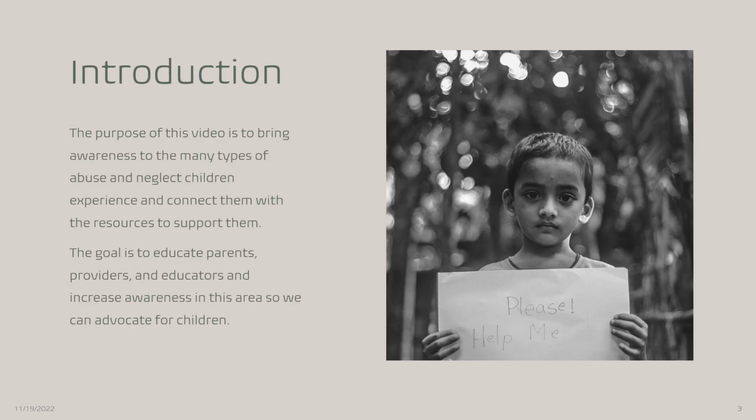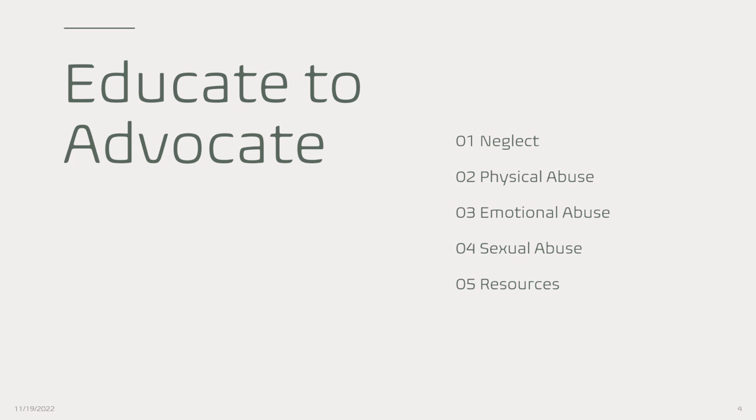The purpose of this video is to bring awareness to many types of abuse and neglect children experience and connect them with resources to support them. The goal is to educate parents, providers, and educators and increase awareness in this area so we can advocate for children. Educate to advocate. So the 5 different types of abuse are: number 1, neglect; number 2, physical abuse; number 3, emotional abuse; number 4, sexual abuse; and number 5, we're going to be talking about some of the resources that we can provide for families and children.